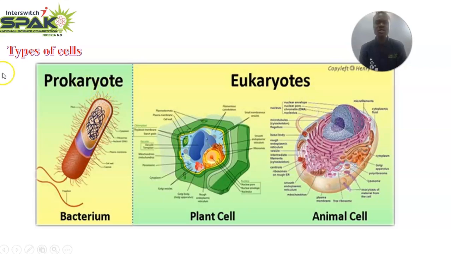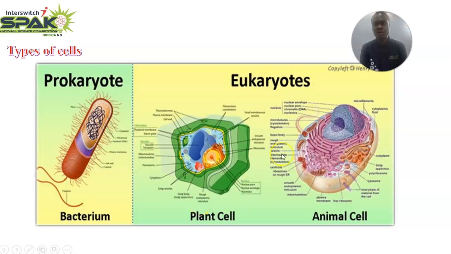So these cells do not have a true nucleus. Instead, there is a region in the cell called the nucleoid, where you have most of the genetic material of the cell. So like I said, there's no nucleus, you just have a nucleoid. There is no membrane cover, so most of the organelles found in prokaryotic cells are not covered by membrane.